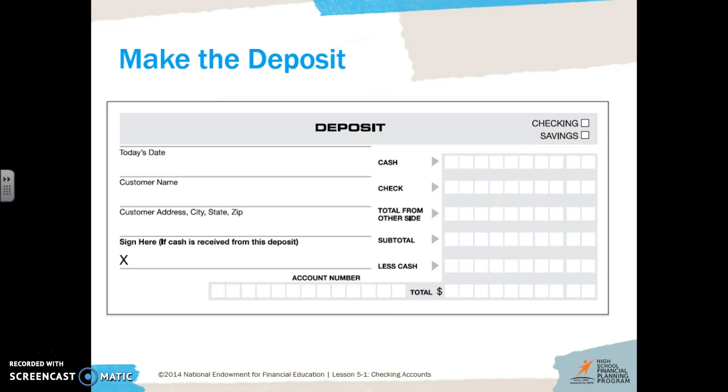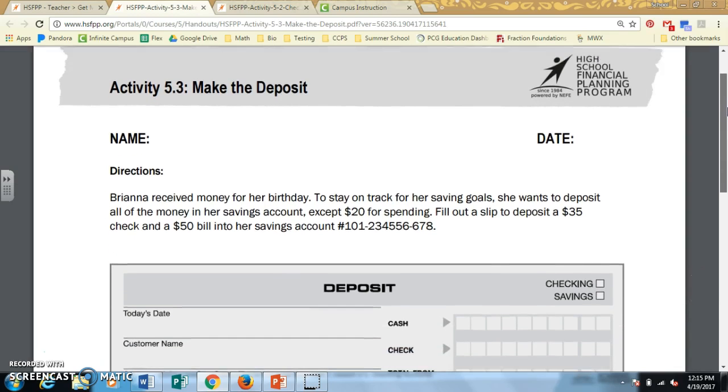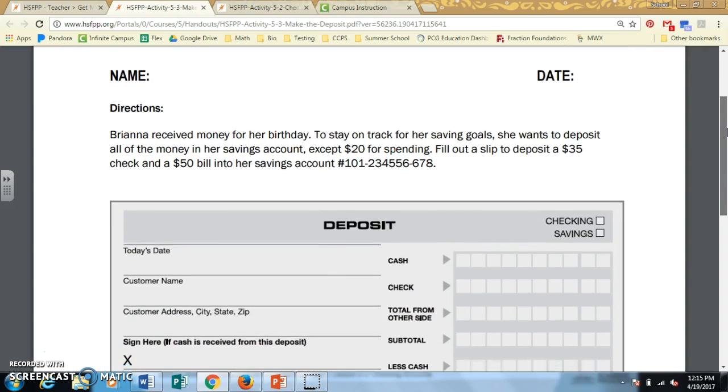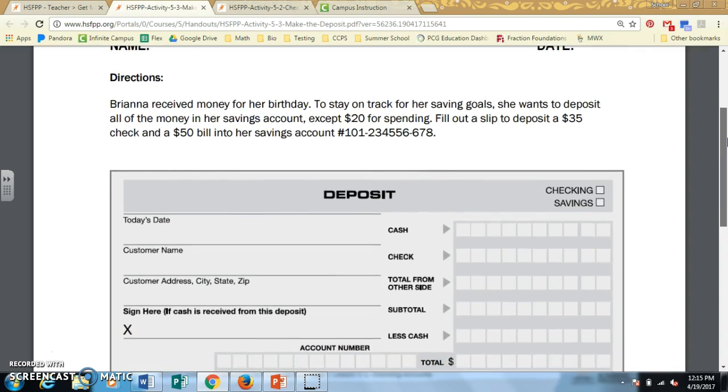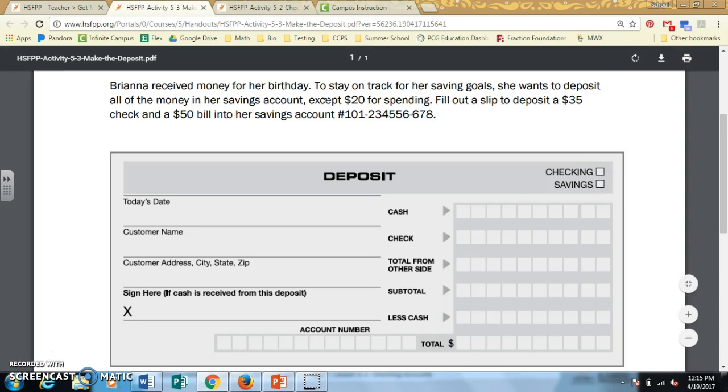It's activity 5.3, make the deposit, so you can practice filling out a deposit slip as well. Brianna received money for her birthday, so to stay on track for her savings goal, she wants to deposit all of the money into her savings account. That's something we didn't talk about, whether you're going to put your money into a checking or savings account, except for $20 in spending. So we're going to fill out a slip to deposit a $35 check and a $50 bill into her savings account.